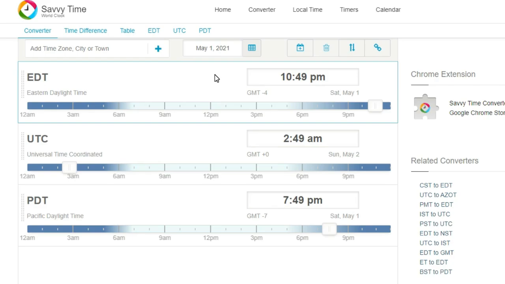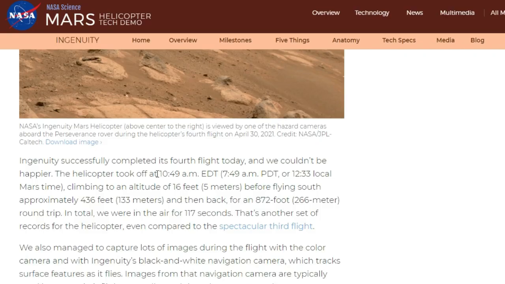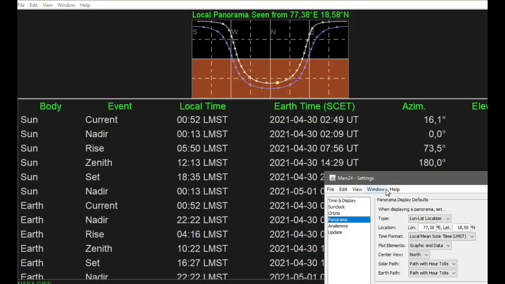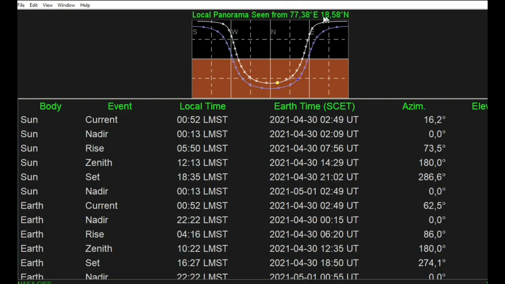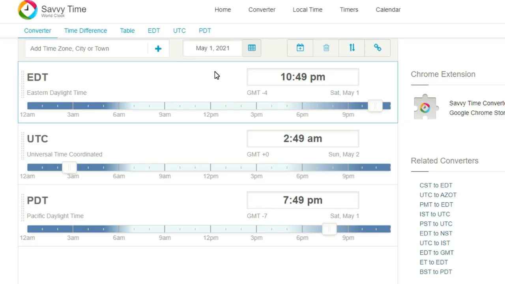It's 2:49 a.m. UTC. So you're telling us it was 10:49 a.m. EDT and 12:33 local Mars time. That's when the sun is overhead. Let's check the data on NASA's own application. Longitude east, 18 latitude. The time is 2:49 UTC, like the converters say here.